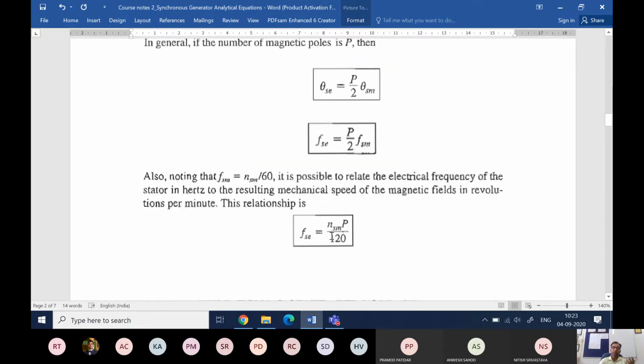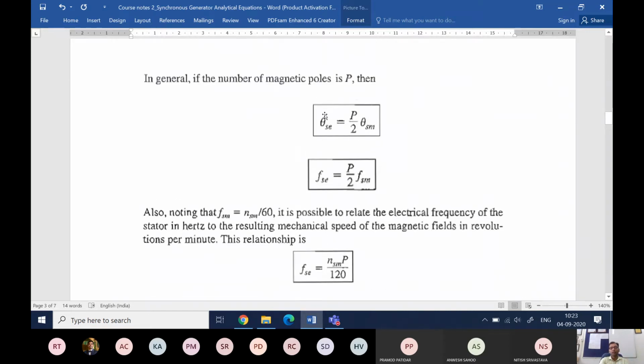If we generalize by induction, in general, if the number of poles is P, then for one mechanical rotation the number of electrical cycles generated is P by 2. For a two-pole machine, it will be the same. For a four-pole machine, one rotation corresponds to two cycles of generated voltage. For a six-pole machine, it corresponds to three cycles, and so on. Therefore, the frequency of generated voltage and current is equal to P by 2 into FSM, which is the revolutions per second.